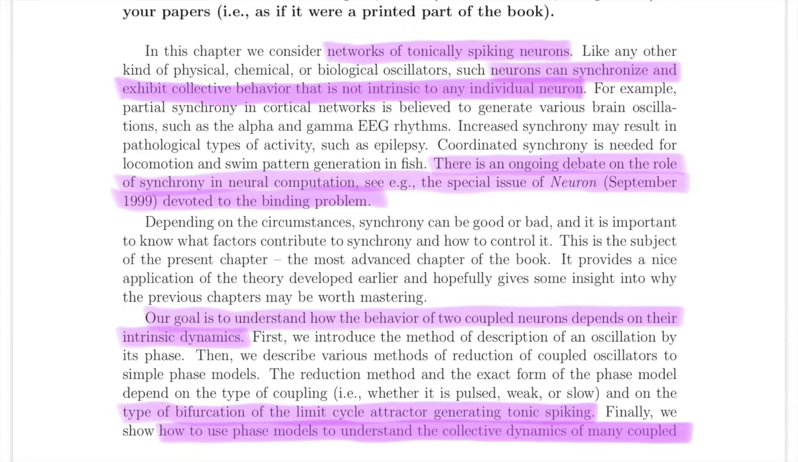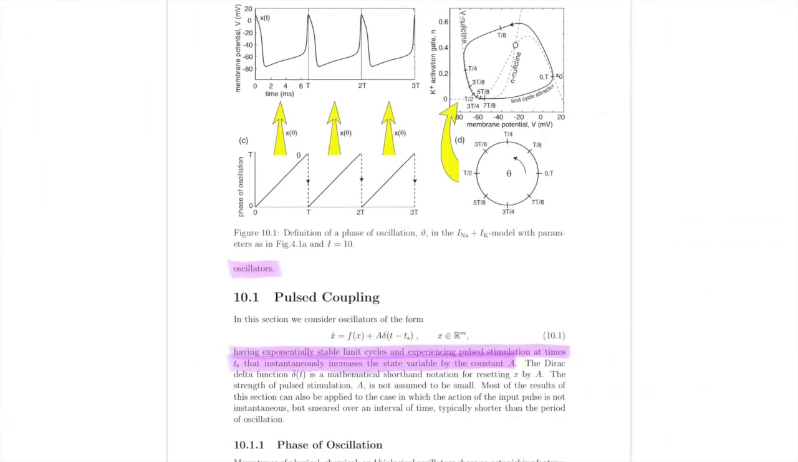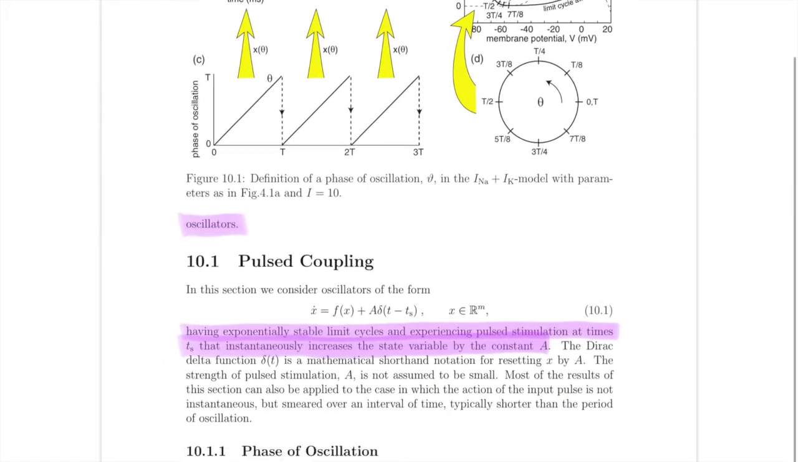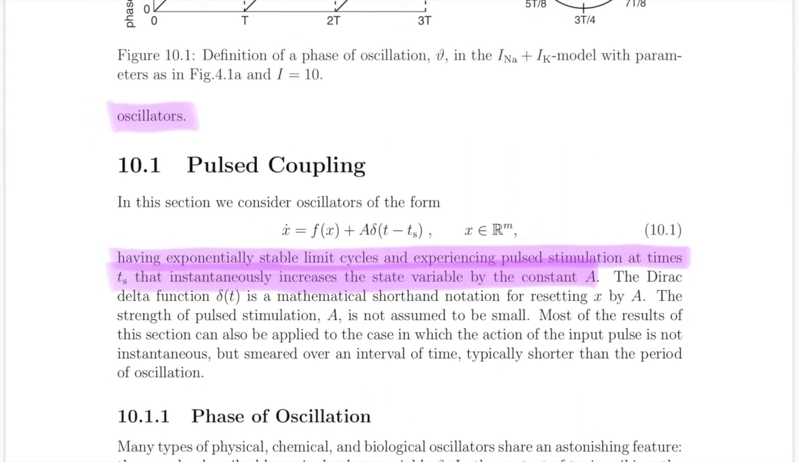So the type of the bifurcation of the limit cycle attractor generating tonic spiking, and how to use the phase models to understand the collective behavior of many coupled oscillators, are the goal of this approach in this chapter.